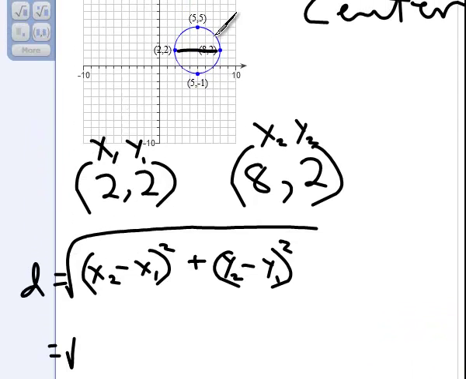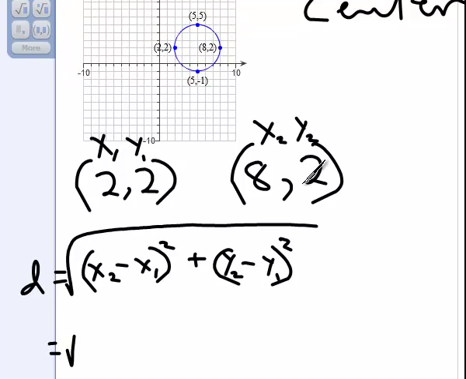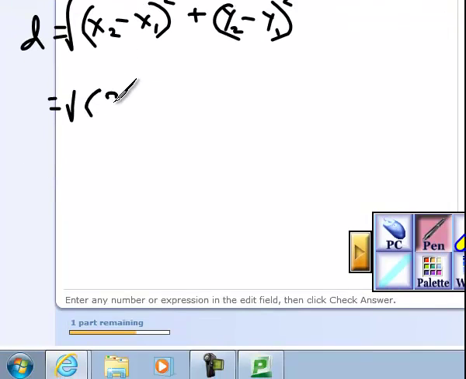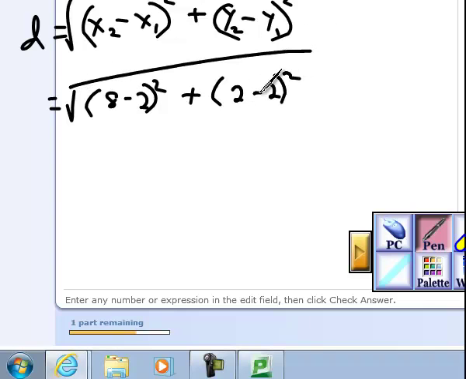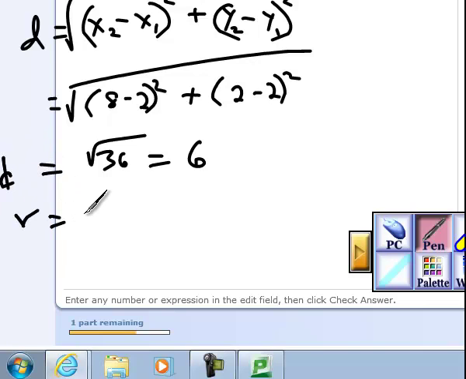All right, and so this will be your 2 points we said were (8 minus 2) squared plus (2 minus 2). Well, that kind of makes it easy because this turns out to be 0, right? So that would be the square root of 6 squared, the square root of 36. And so the diameter is 6. So therefore your radius would have to be what? 3, right?